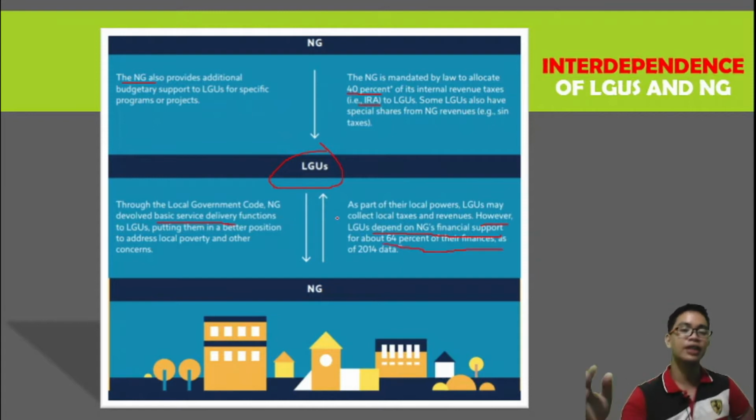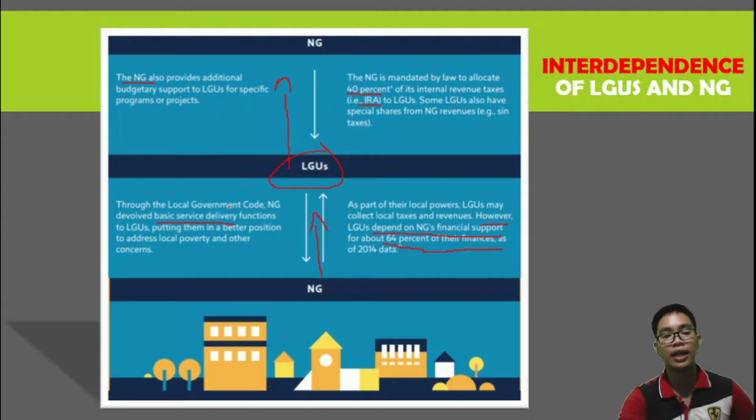As of 2014 naman yung data na yan. So, makikita mo dito yung interdependence ng bawat isa na ang LGUs is still need the support of the national government. And also, the national government need the support of the LGUs when it comes to administration. Kaya nga dinevolve yung mga basic service delivery functions just to help the national government in the delivery of basic services to its constituents. So, understood?